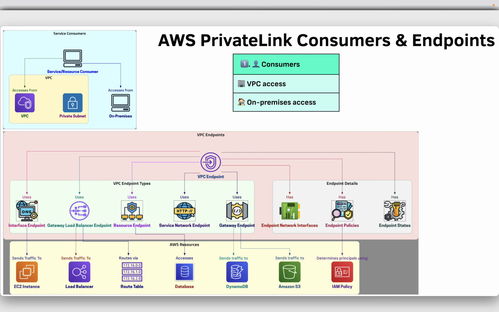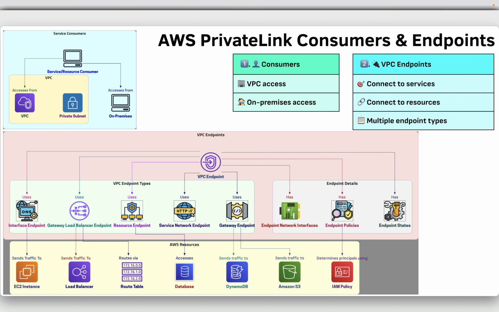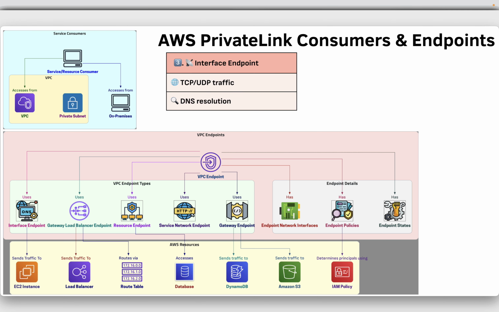Consumers. A consumer is a user of a service or a resource. Consumers can access endpoint services and resources from their VPCs or from their on-premises environments. VPC endpoints. A consumer creates a VPC endpoint to connect their VPC to an endpoint service or a resource. There are multiple types of VPC endpoints, and you must create the type that meets your specific needs. Interface endpoint. An interface endpoint is used to send TCP or UDP traffic to an endpoint service. Traffic is resolved using DNS.